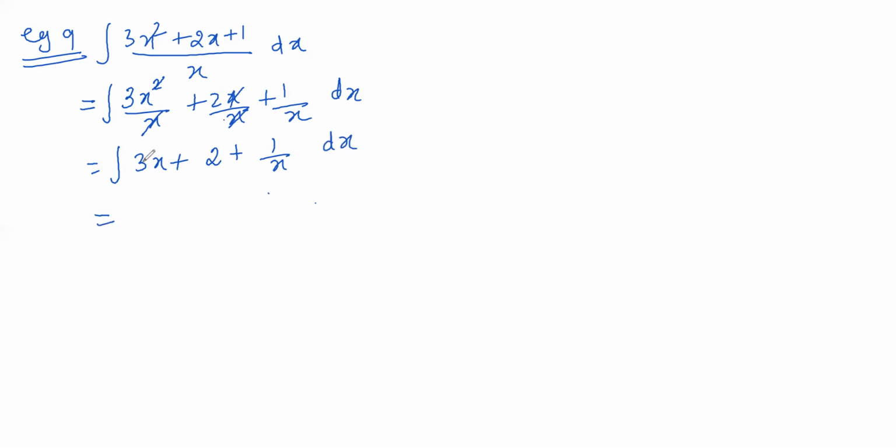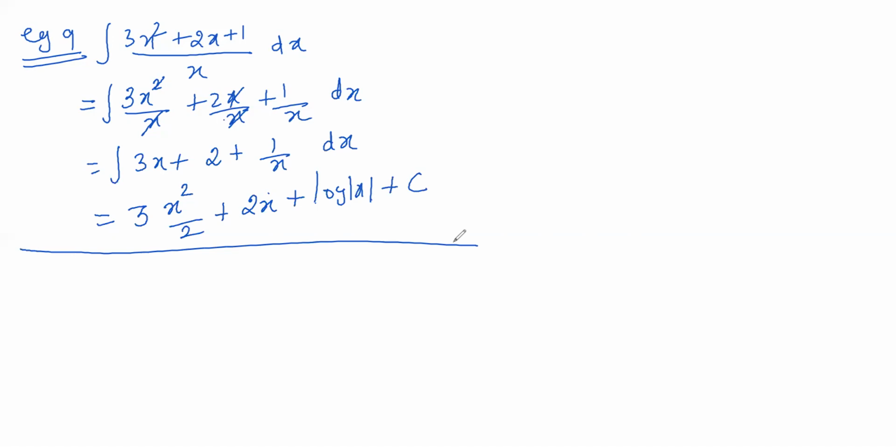Now the integral of 3x is 3 into the integration of x, which is x squared by 2, the constant term 2 integrates to 2x, and what is the integral of 1 by x? The integral of 1 by x is log of modulus of x plus c. Thus example 9 is over.